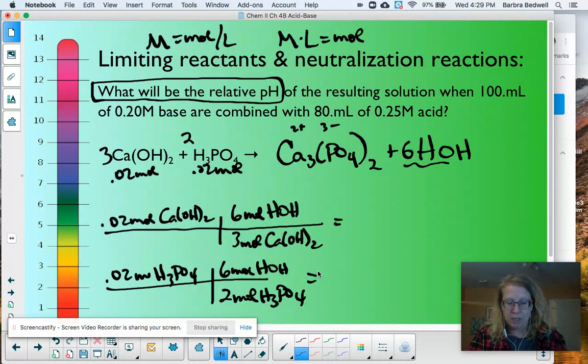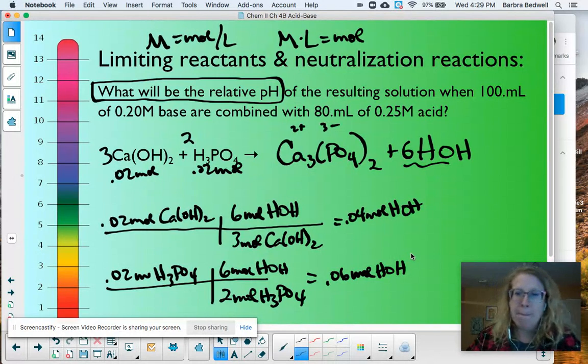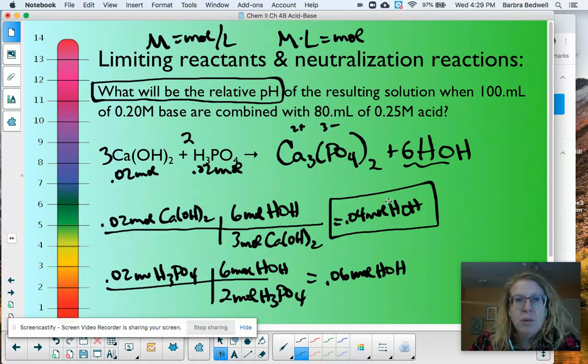I'll do the math really quick just so we've got our answer here. 0.02 times 6 divided by 3 is 0.04. 0.04 moles of HOH or H2O. And the bottom one, 0.02 times 6 divided by 2 is 0.06 moles of HOH. So what does this mean? Okay. Well, we would always pick our smaller answer. This one right here, that's our theoretical yield of water. I could make 0.04 moles of HOH.